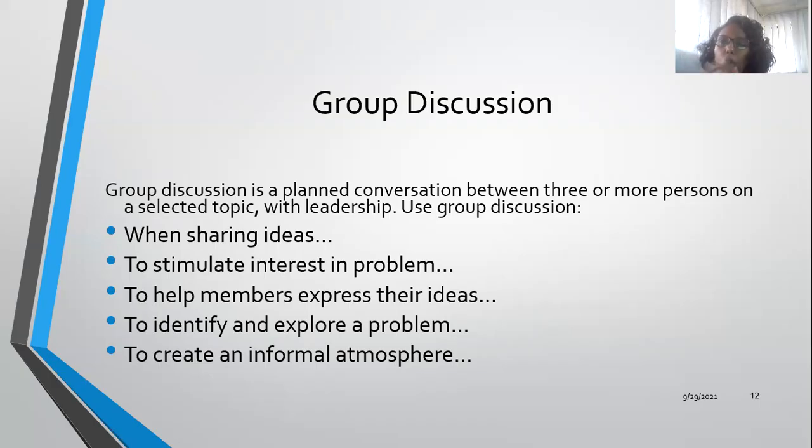Because one, the small number, the homogeneity that happens between the students is very important. The problem with the Bible studies in most churches in Ethiopia is that the topic is introduced that day. These people will just have to come up with ideas. Rather, group discussion should be planned. It's a place where we share ideas. So we bring ideas from our reading. It's where we share our ideas. It's to stimulate interest in a problem. It helps members express their ideas, and it identifies and explores different problems.